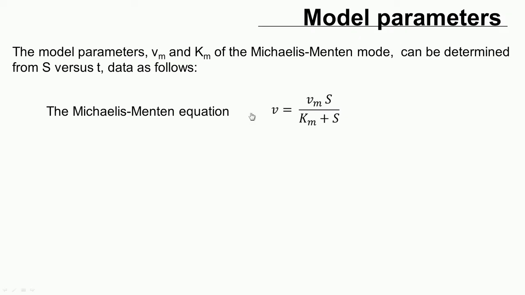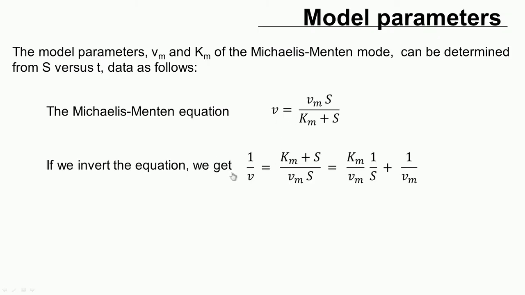If we invert this, invert the left hand side and therefore invert the right hand side, we get 1 by V equals Km plus S by Vm S, just inversion. So, if we separate out the terms, this is a plus term here, therefore if we separate out the terms, this term would become Km by Vm into 1 by S, and this term S and S would cancel out and we get 1 by Vm.